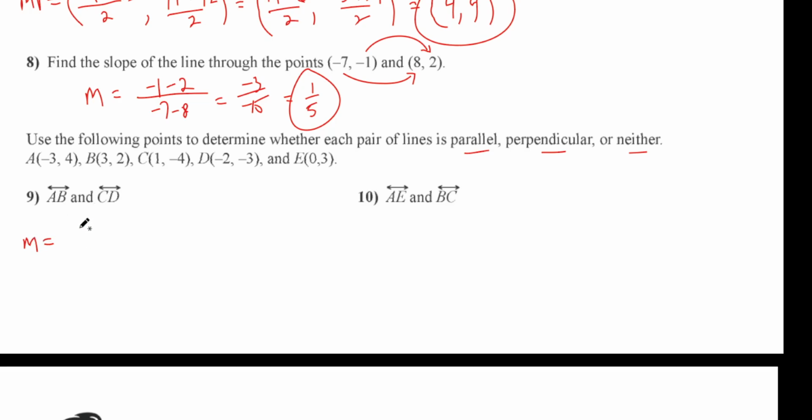All right, here we go. Enough editorializing. AB, find the slope of AB. All right, we just did slope. So 4 minus 2 is 2. Negative 3 minus 3 is negative 6. What is that? That's negative 1/3. Now, that's the slope of AB.